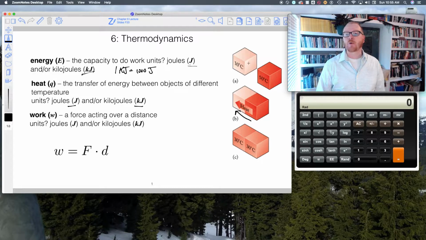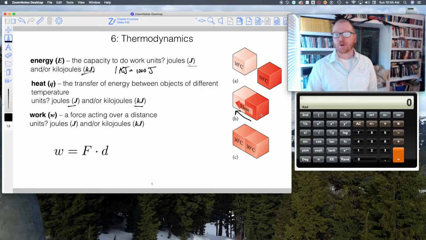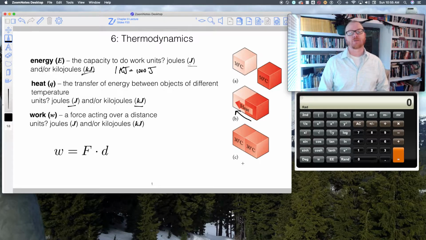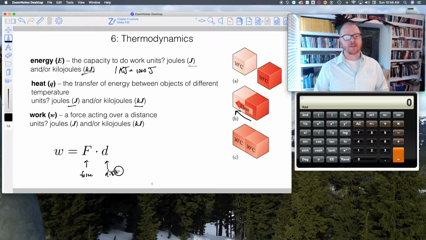In fact, if both of these objects were made of the same mass and the same material, this 10 degree and 50 degree, they would both come to 30 degrees. We're going to do a calculation like this for objects of different mass and different material, so we're going to learn how to do this type of calculation. And finally, work is a force acting over a distance. So here's the equation where this is our force and this is our distance.